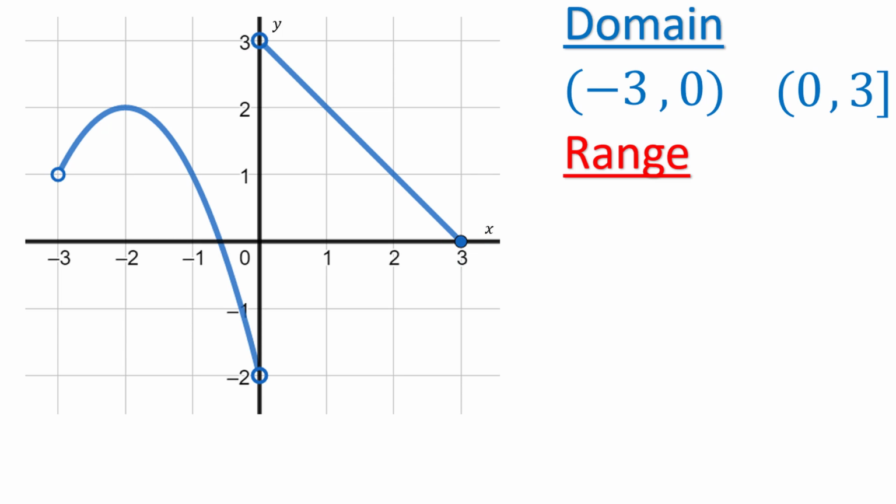Now, these are two separate intervals, and the combined intervals represent the domain of the function, which we indicate by a union symbol between the two intervals.